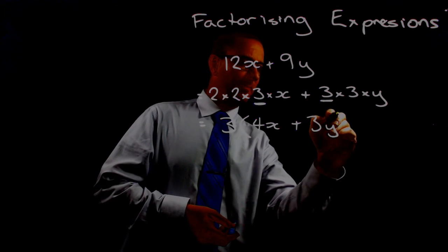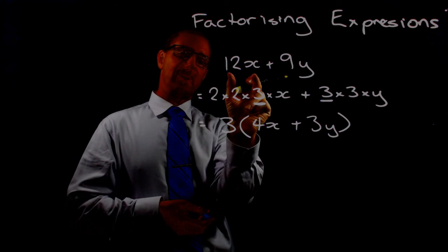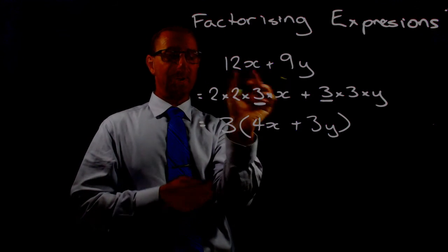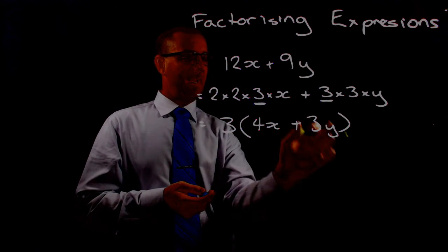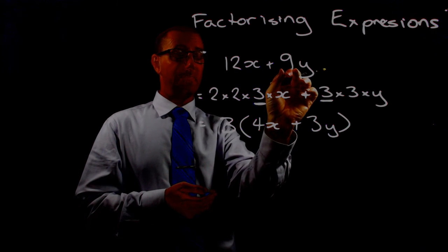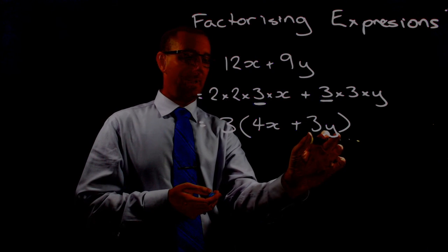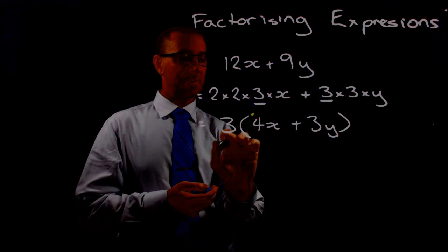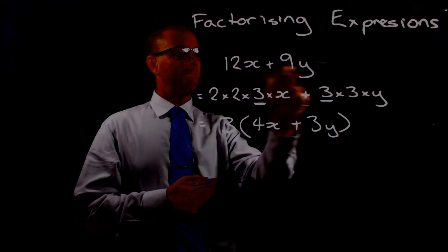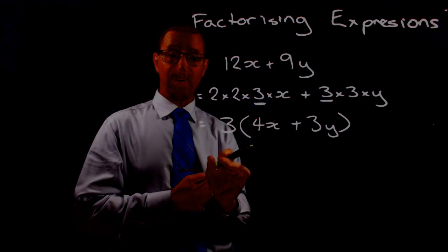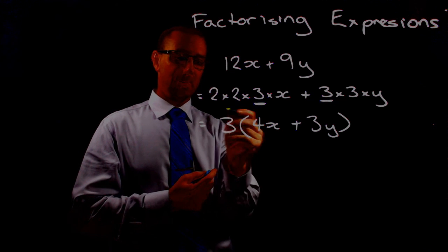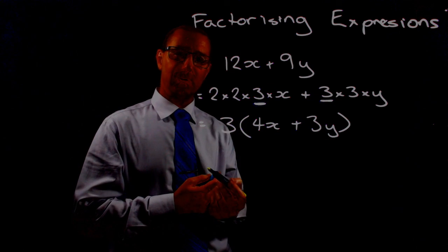And so when we factorise, what we've done is we've taken 3 from the 12x and made it 3 times 4x, 12x. And here we've divided by 3 for the 9y, and we've ended up with 3y, but it's 3 times 3y. And so we've now broken this down into a factor, or we've factorised this expression. So we've taken a factor and put it at the front of the expression.